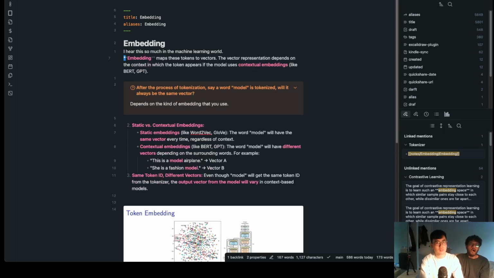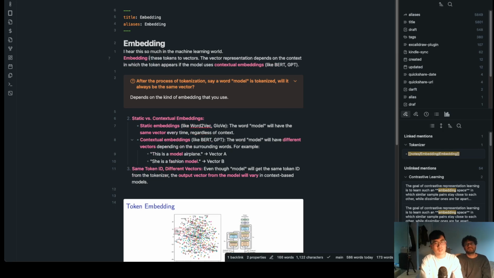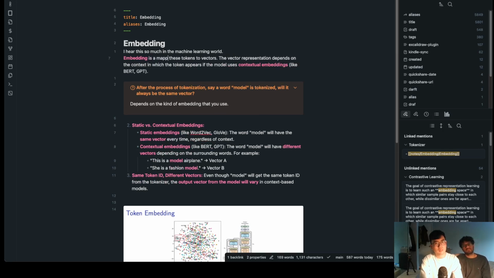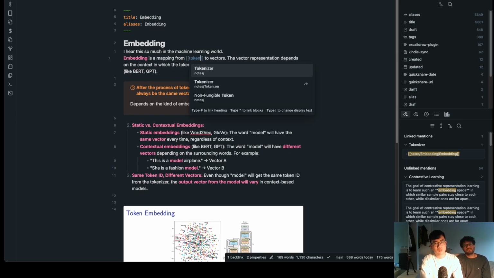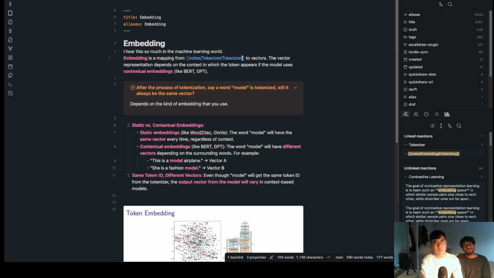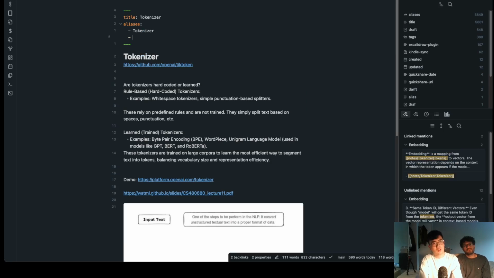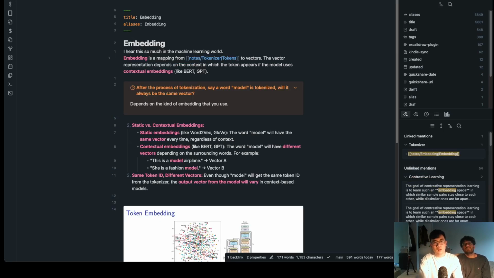Is a mapping. Is a mapping from tokens to vectors.